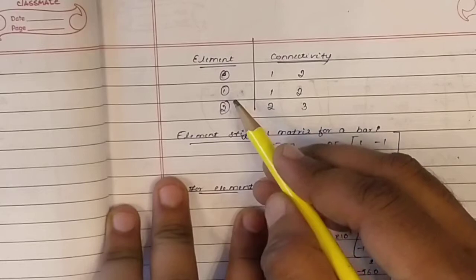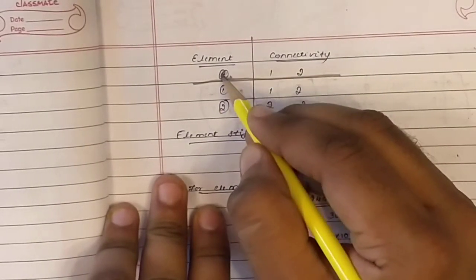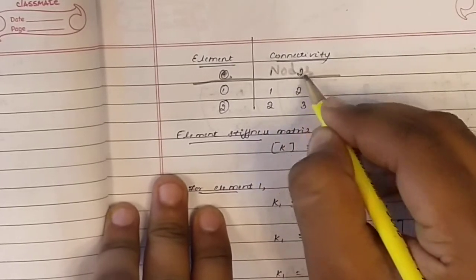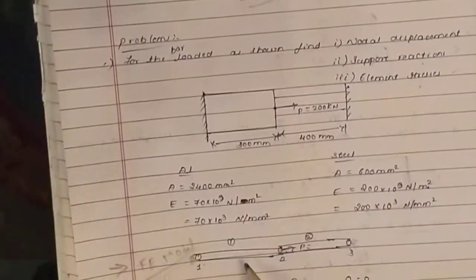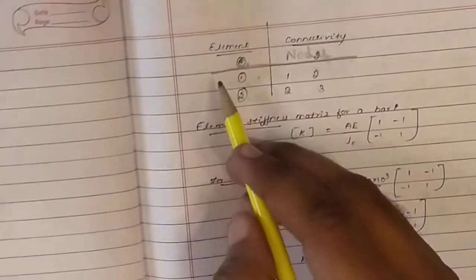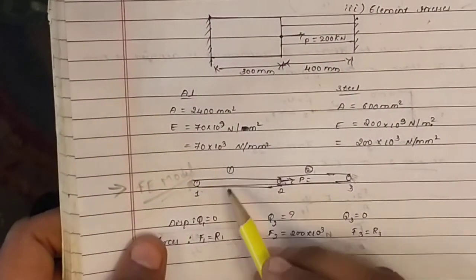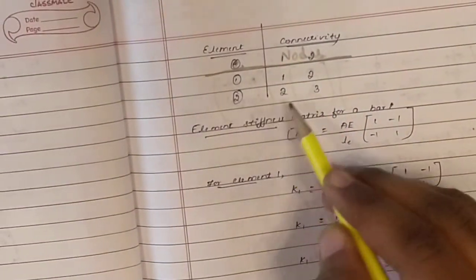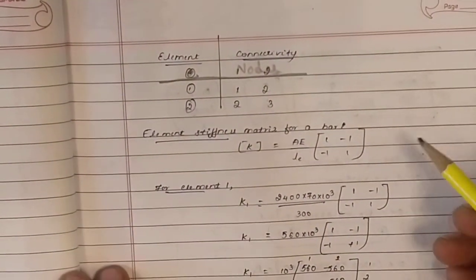Next, element connectivity table. Element, this is E element, and this is nodes. Okay, we have two elements, element 1 and element 2. Element 1 is between the nodes 1 and 2. Element 2 is between the nodes 2 and 3. Similar to the previous problem, how we have solved.